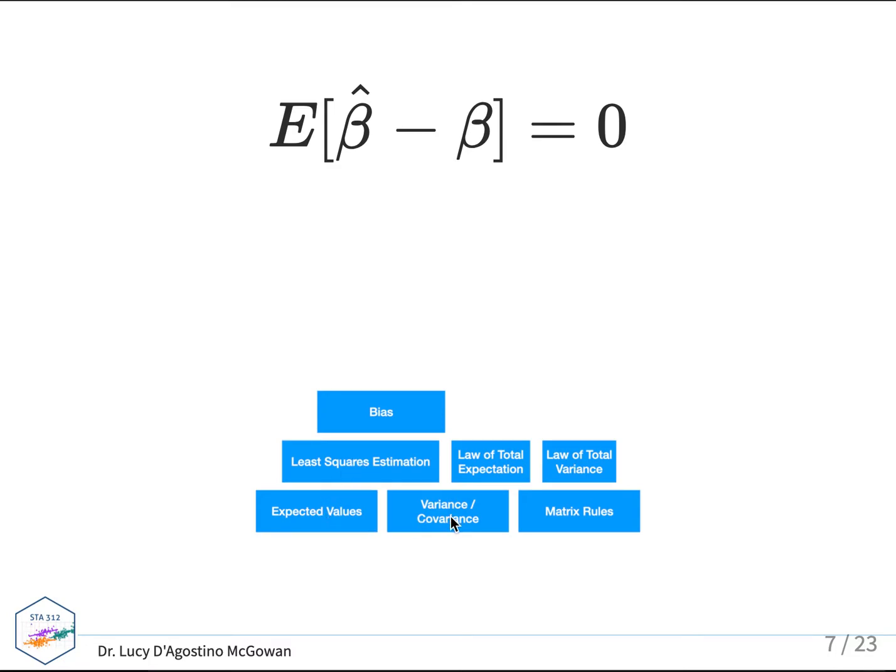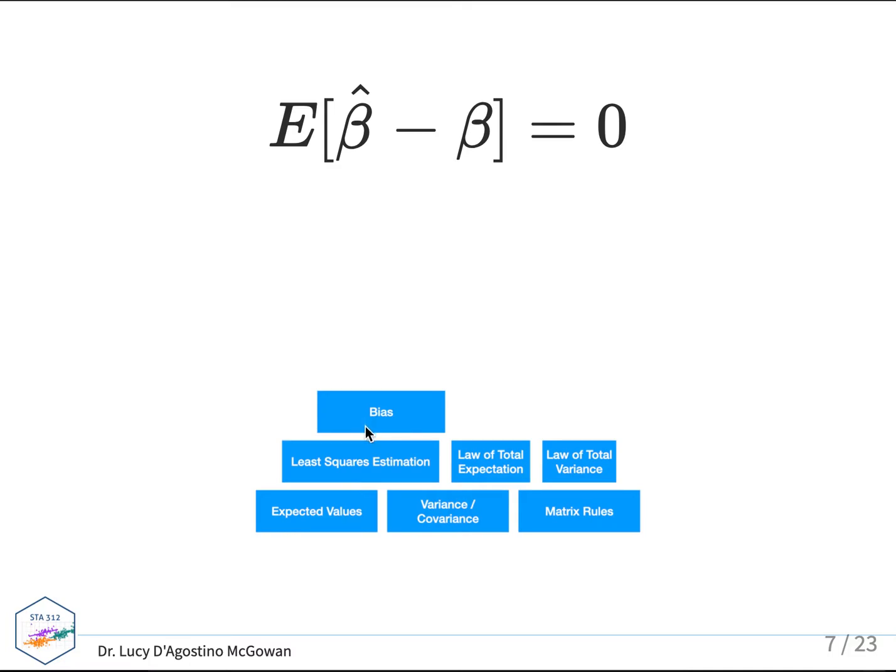We covered expected values, variance, covariance rules, matrix rules. We built up to learning about least squares estimation. We added two more rules in here, law of total expectation and law of total variance, so that we could calculate the expected value and the variance covariance matrix for beta hat, our main estimator from least squares.